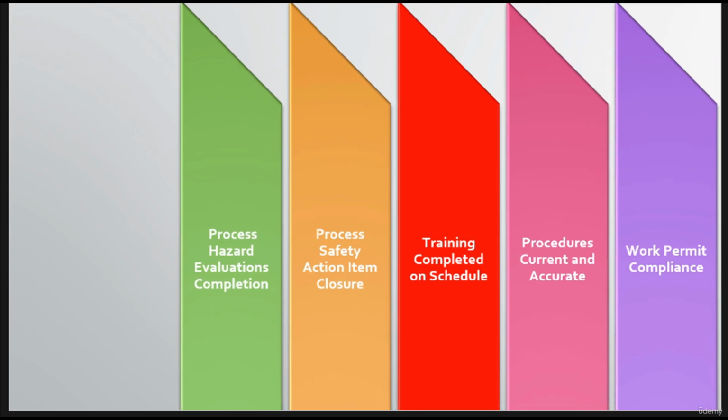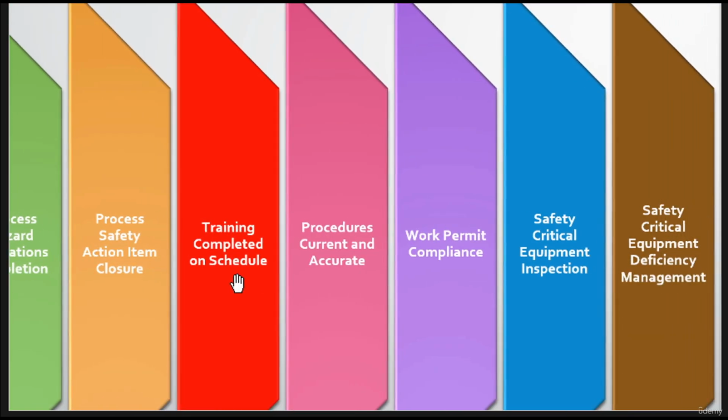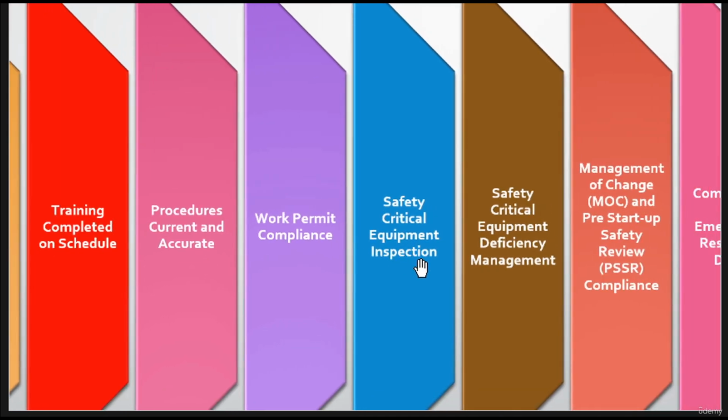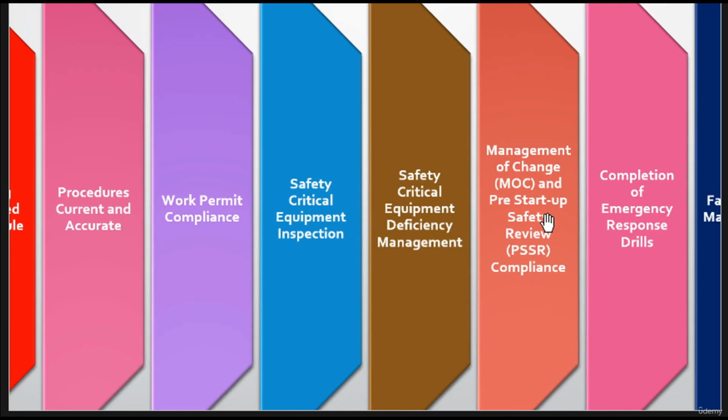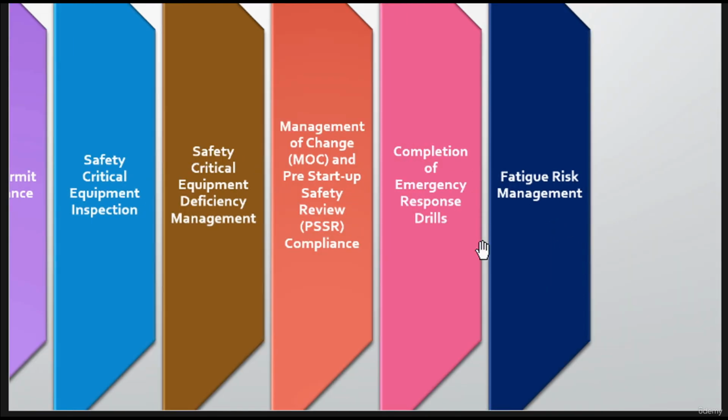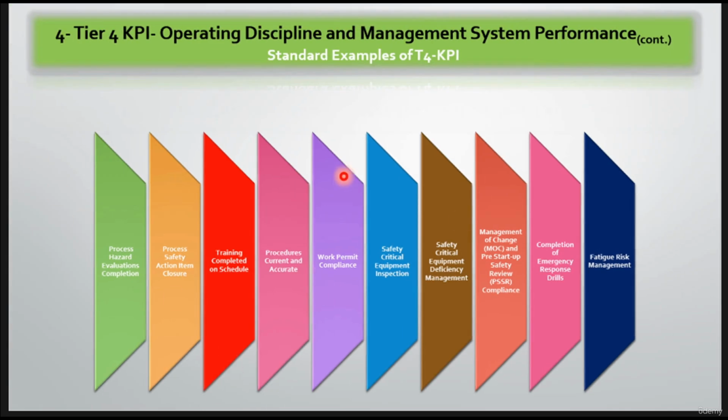We have here the process hazard evaluations completed. You have also process safety action item closure. You have training completed on schedule, procedures current and accurate, work permit compliance, safety critical equipment inspection, safety critical equipment deficiencies, management of change and pre-startup safety review compliance, completion of emergency response drills, fatigue risk assessments. So these KPIs are only standard examples. You can custom tailor whatever you want in order to better identify your system weaknesses.